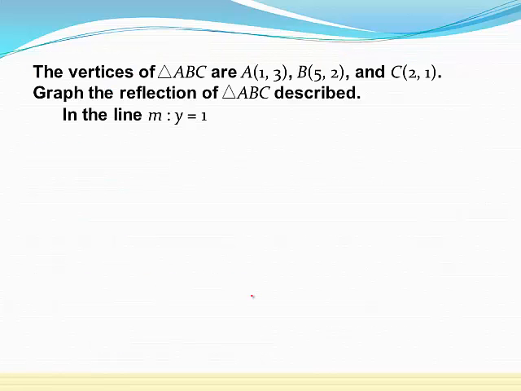Okay, so we have the vertices of triangle ABC are (1, 3), (5, 2), (2, 1), and I'm asking you to graph the reflection of triangle ABC in the line y equals 4. In order to do this, you have to know what kind of a line y equals 4 is. y equals 4 is a horizontal line, and you go up on the graph 4 spaces and draw a horizontal line. The next thing you should also do is to graph A, B, and C. Go right 1, up 3, and so on and so forth.